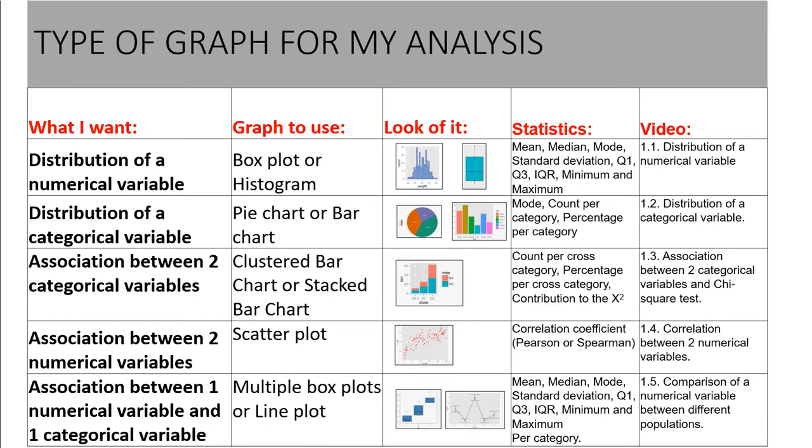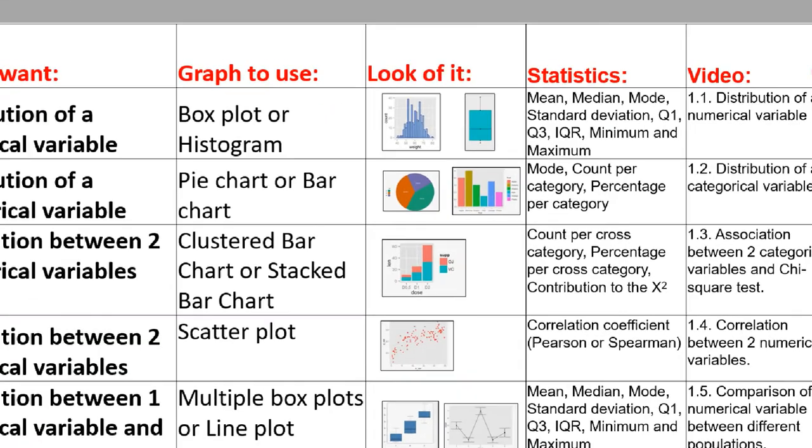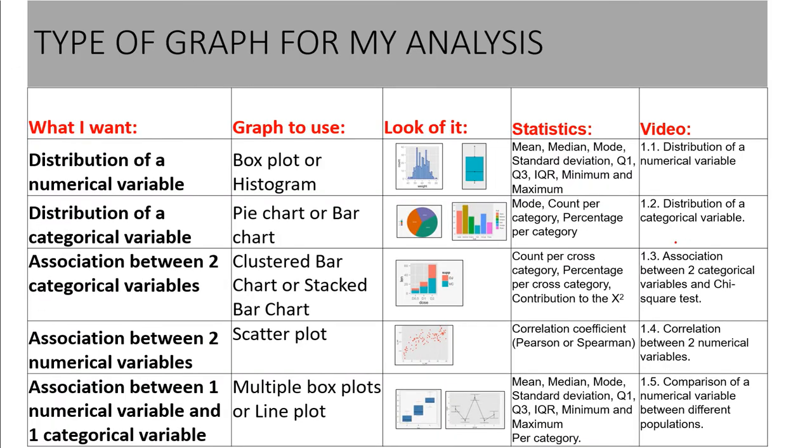Now, for example, you want to look at the distribution of the gender in that data set of patients. So in that case, you would have to go to that row, distribution of a categorical variable, and watch the video, distribution of a categorical variable, because it will help you with how to represent the distribution of the age in a hospital. So we would do a pie chart.